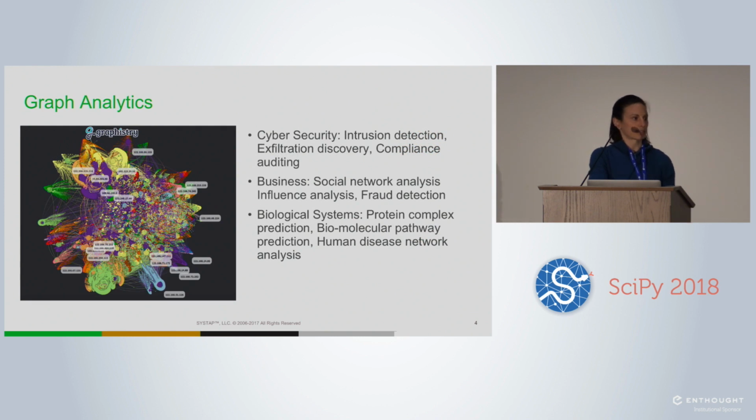Okay, so graph analytics is what we're targeting here. So why graph analytics? It's because of the numerous applications of them. So we look mainly at cybersecurity stuff, and there's a lot of applications there, for example, intrusion detection, exfiltration, but there's other areas too in business. There's influence analysis or fraud detection. There's some great applications in biological systems, for example, protein complex prediction, biomolecular pathway prediction, as well as others, and a whole other domains also has some great applications for graph analytics.